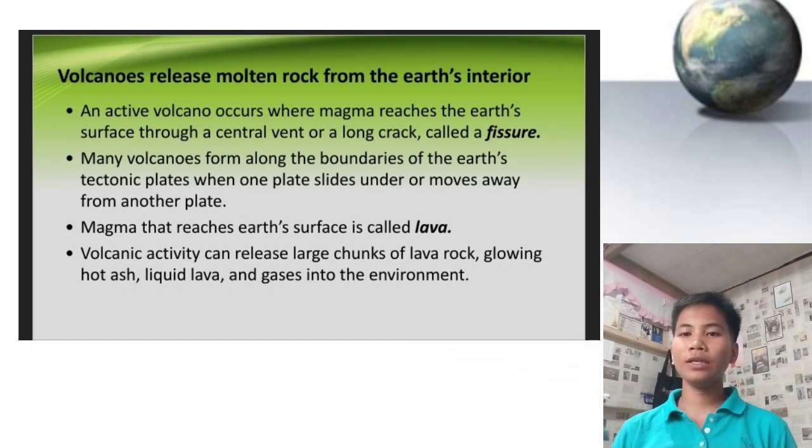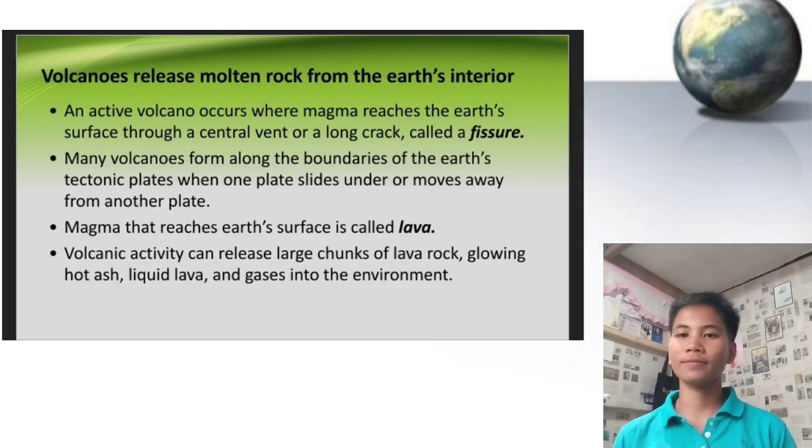Next, volcanoes release molten rock from the Earth's interior. An active volcano occurs when magma reaches the Earth's surface through a central vent or a long crack called a fissure. Many volcanoes form along the boundaries of the Earth's tectonic plates when one plate slides under or moves away from another plate. Magma that reaches Earth's surface is called lava. Volcanic activity can release large chunks of lava rock, blowing hot ash, liquid lava, and gases into the environment.